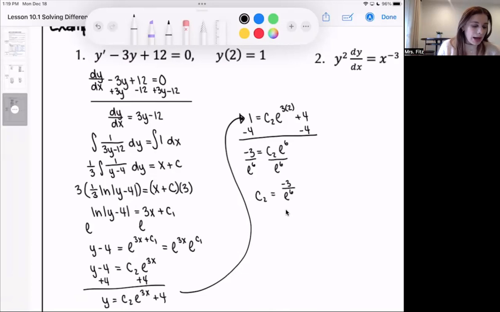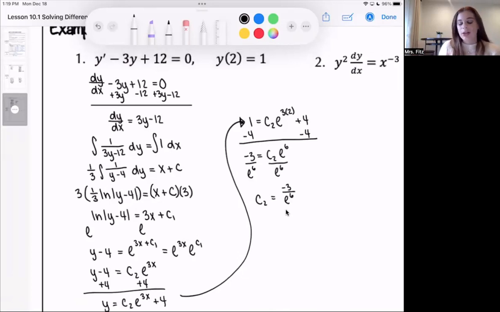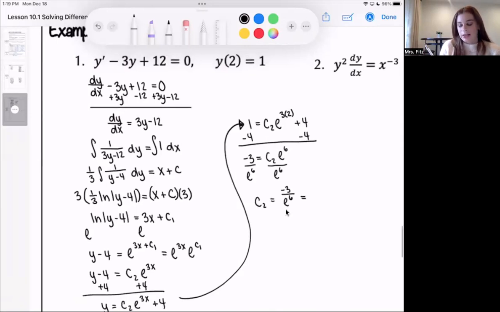So what I would recommend doing is let's just rewrite this as negative 3 e to the negative 6. It's just going to look a little bit cleaner when we go to plug it in for c. I don't recommend rounding. It's not a good idea. You don't want an approximate solution to these. You want an exact solution. So leave it in exact form.